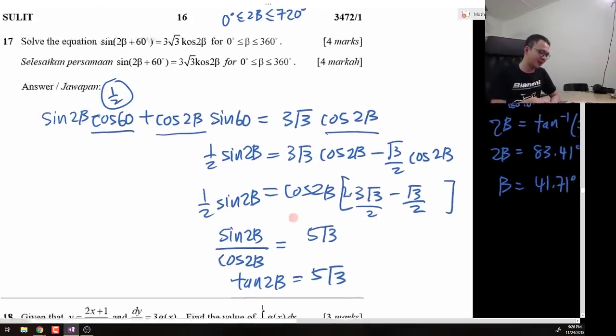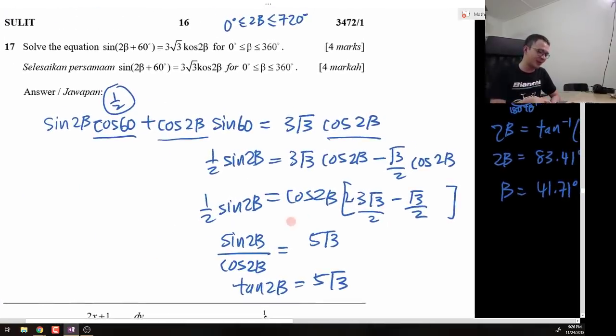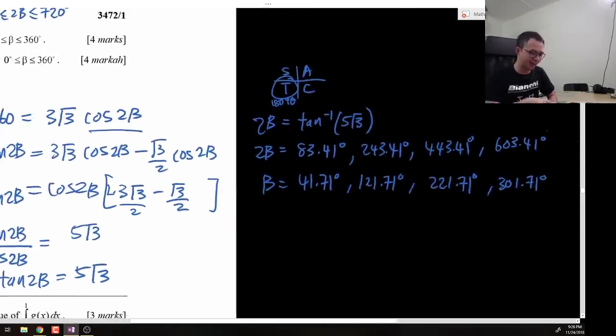Am I? Yeah, I mean, oh my god, did I do something wrong here? So sin 60 is square root 3 over 2, what? Correct, what? The second angle, sir? What do you mean by second angle?